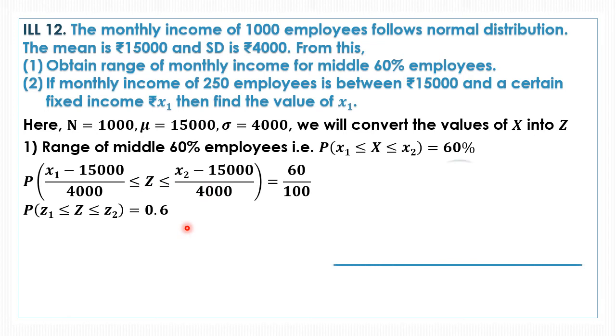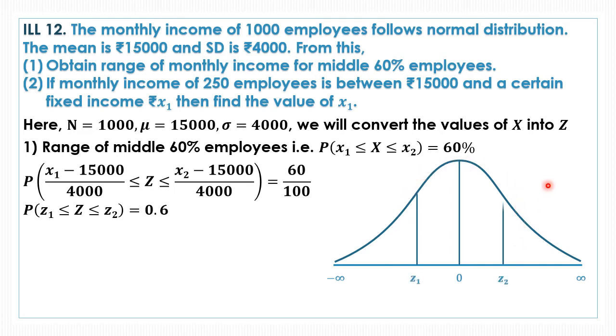Now I am drawing the curve here, in which you have to keep in mind one thing. We are talking about middle 60% employees. Middle means their 60% will be in the exact middle, and because this line, this 0 is in the exact middle, the 30% will be on the left side and 30% will be on the right side. That means you will have the same distance from both the sides towards the 0. So this area here will represent the 30%, and this area here will represent the 30%.